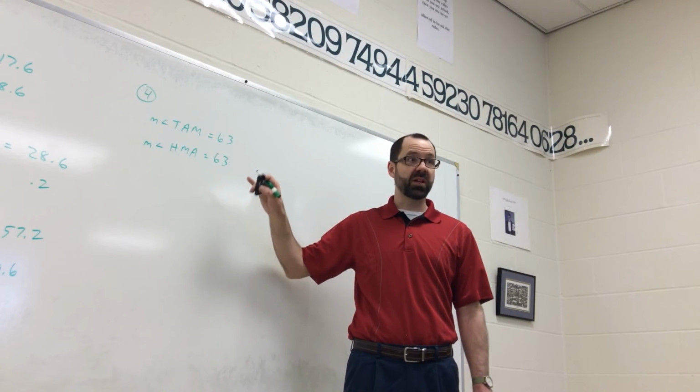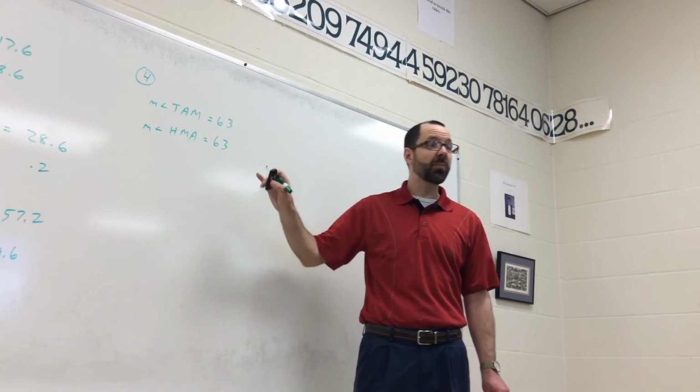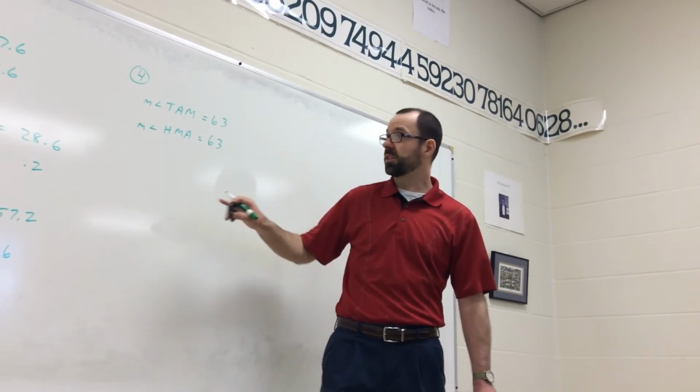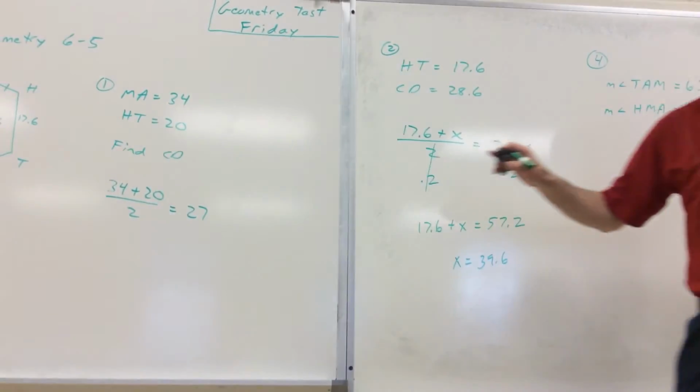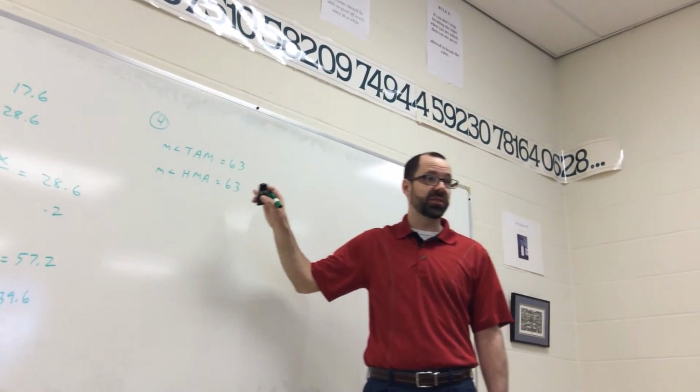Does this just happen on isosceles trapezoids, or does it happen on every trapezoid? Just happens on isosceles trapezoids. Okay? This formula here works on every trapezoid. But this, where the base angles are equal to each other, just happens on isosceles trapezoids.